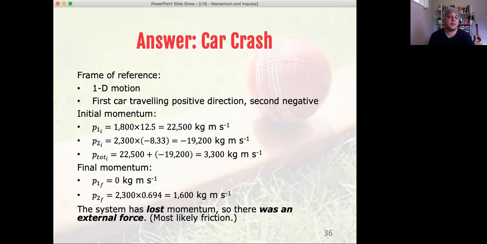Initial momentum, the first car is positive. So 1,800 times 12.5. Remember to convert to SI units. Always convert to SI units because when we move into forces and energies, sticking with SI units is just the cleanest way to go about it, rather than having to worry about trying to convert some kind of kilogram kilometers per hour into something that we can turn into a force. We don't have to in this case. So you could theoretically do all your momentum in kilogram kilometers per hour, but it would be a bit strange.